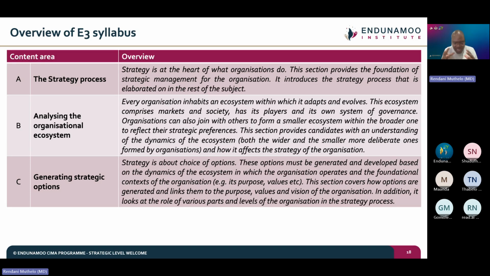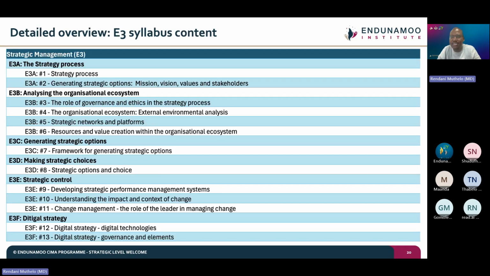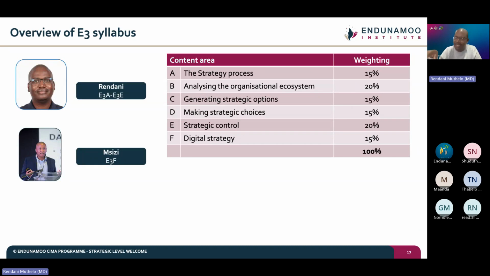So we then have this particular qualification and this particular module to get you there. So it's not just going to be about the exam and ticking the boxes, but it will also be about an enjoyable learning experience. Then, as I've mentioned, the other aspects are making strategic choices, strategic control, as well as digital strategies. So those are what I call sections.